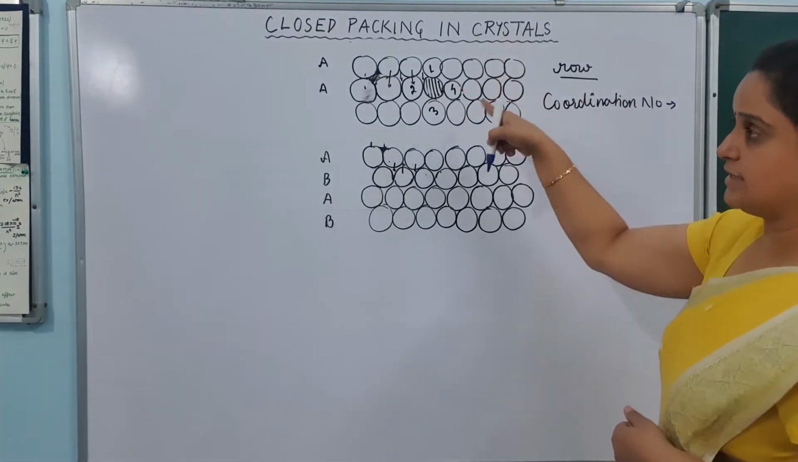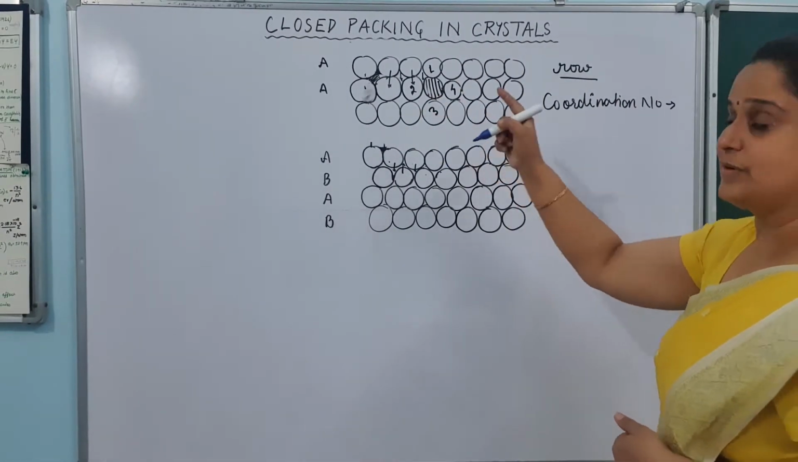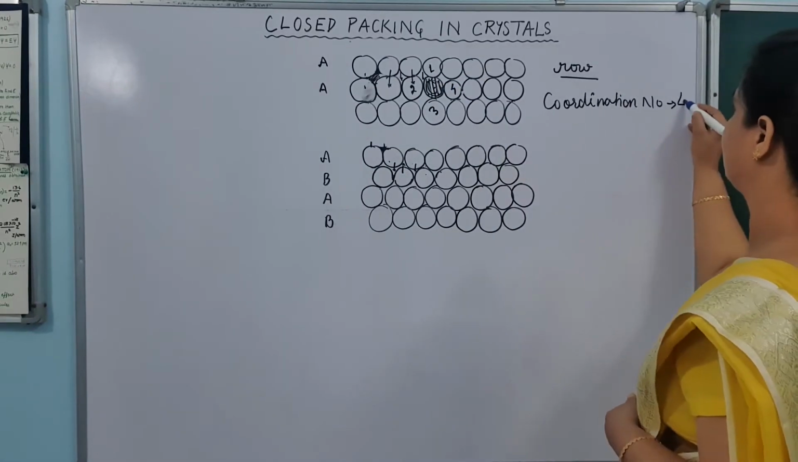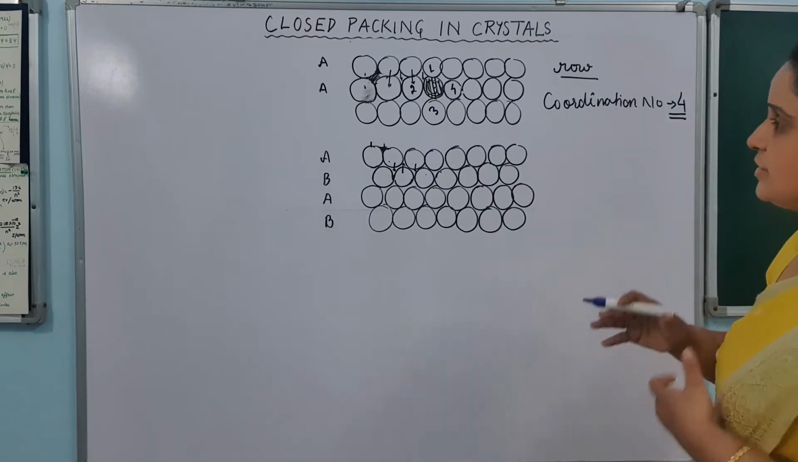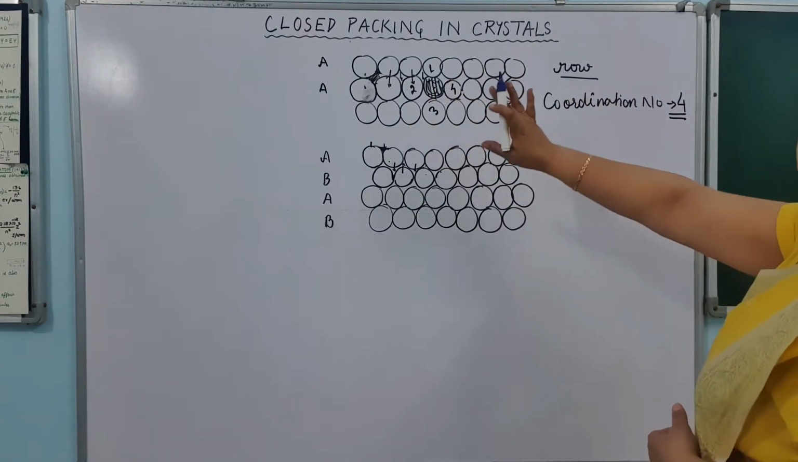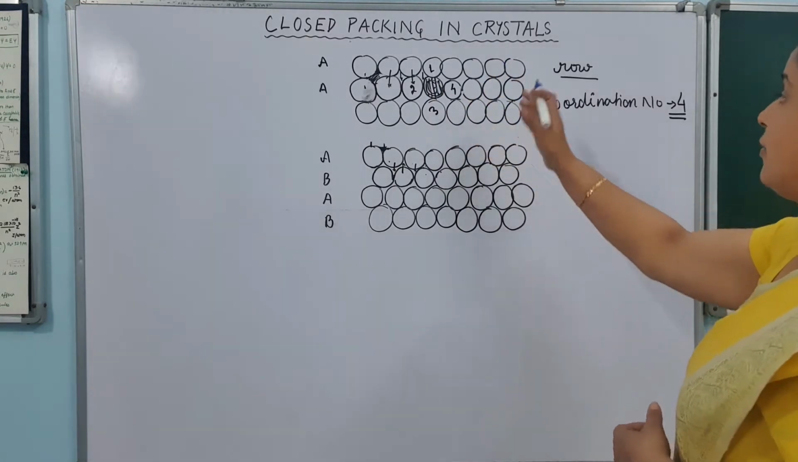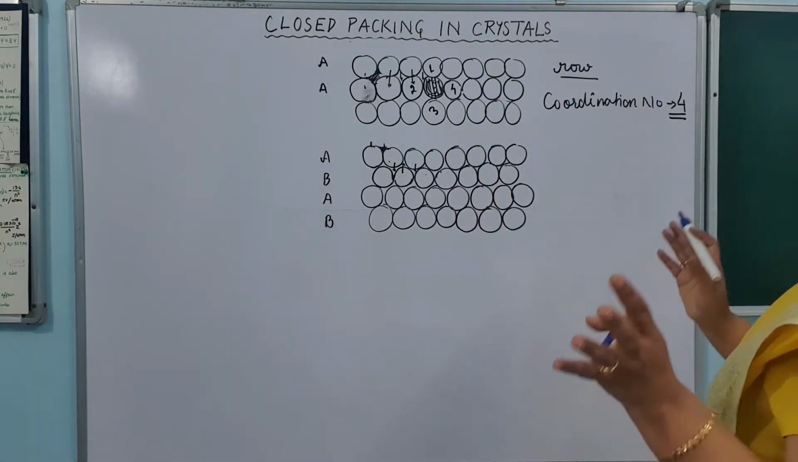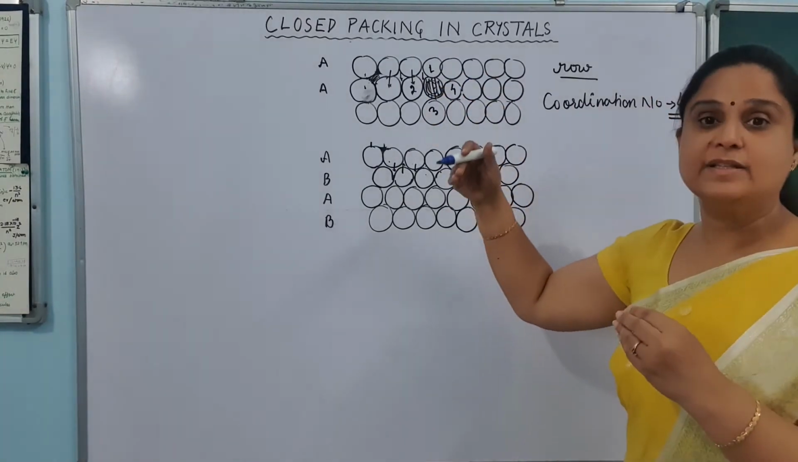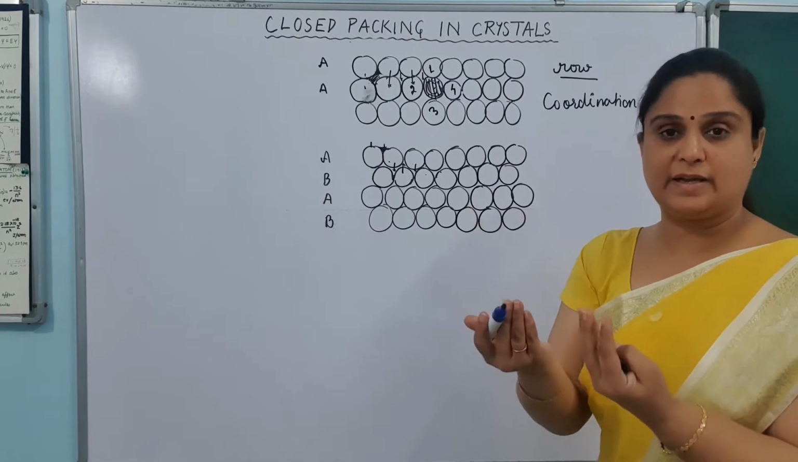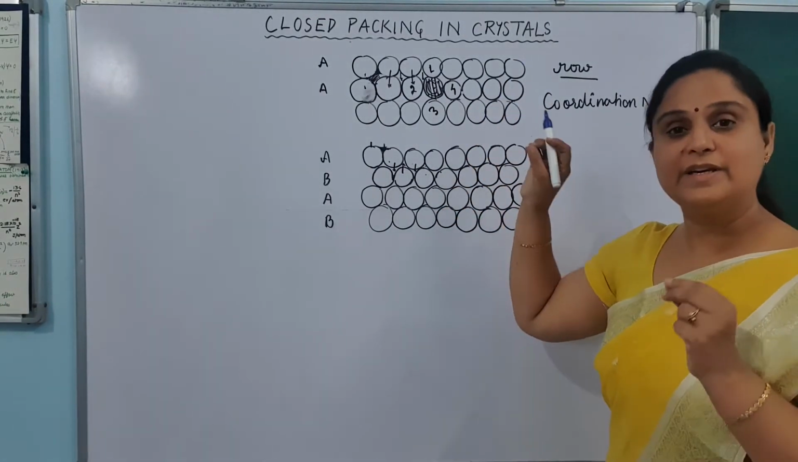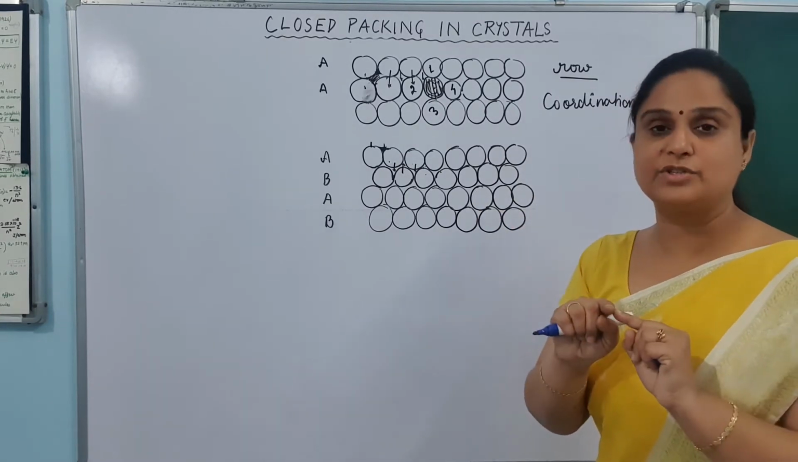In this type of AA arrangement, what is the coordination number of this particular sphere? It is 4. So what is coordination number? Coordination number of any constituent particle is the number of nearest atoms around that particle.